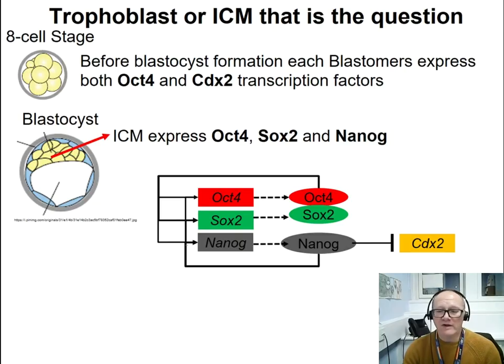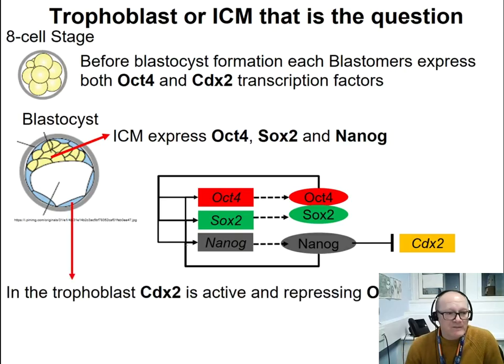On top of it, NANOG inhibits the expression of CDX2. So in the blastocyst, the ICM cells are expressing OCT4, SOX2, and NANOG, and they are not expressing CDX2 anymore. On the other hand, the trophoblast cells do express CDX2, and CDX2 is repressing the expression of NANOG and OCT4. So the two groups of cells are now differentiated not only anatomically, not only in their position, but most importantly in their expression profiles.